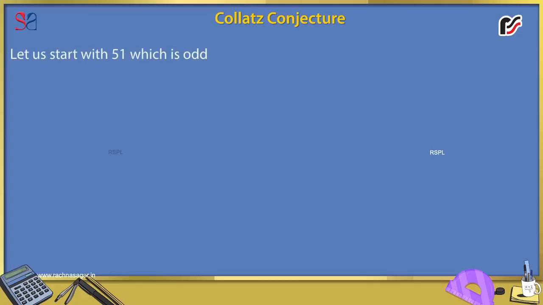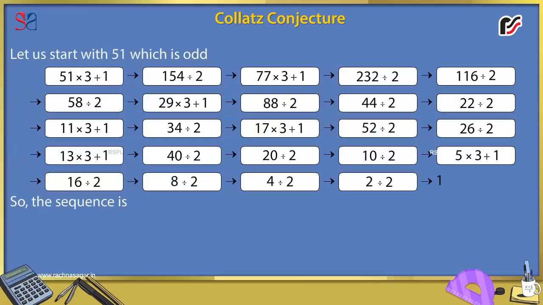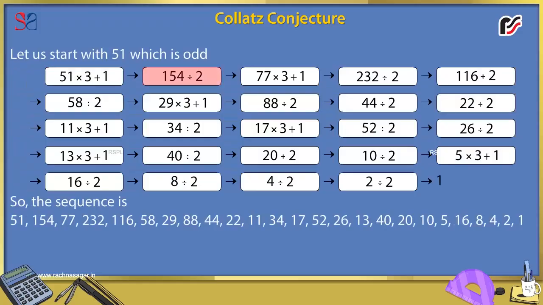Let us start with 51, which is odd. So, the sequence is 51, 154, 77, 232, 116, 58, 29, 88, 44, 22, 11, 34, 17, 52, 26, 13, 40, 20, 10, 5, 16, 8, 4, 2, 1.